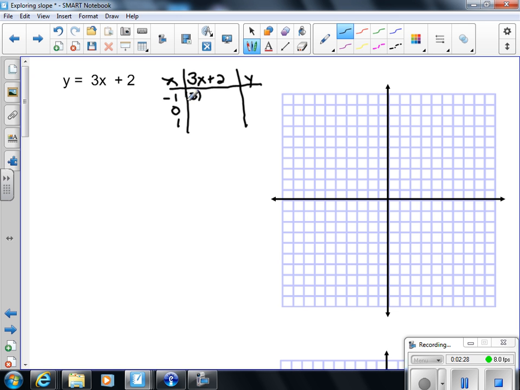So what's 3 times a negative 1? Negative 3 plus 2 would be a negative 1. And what about 3 times 0 plus 2? 0 plus 2 is 2. And then 3 times 1, which is 3, plus 2, which is 5. So we can plot these ordered pairs: negative 1, negative 1; 0, 2; and 1, 5. So let's do that. And we can draw our straight line.